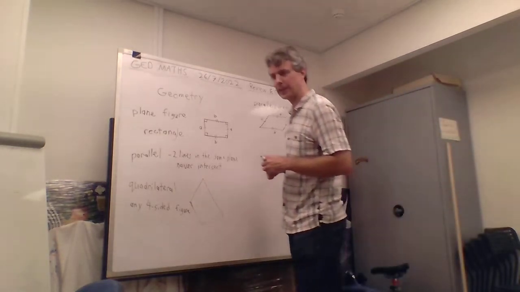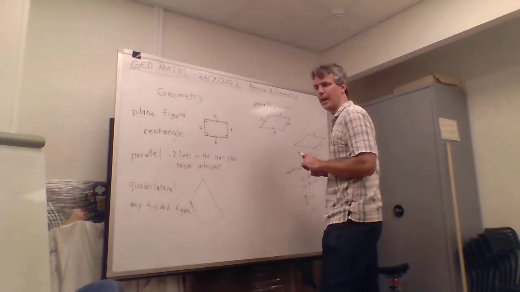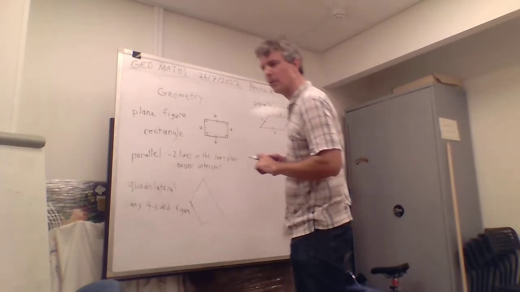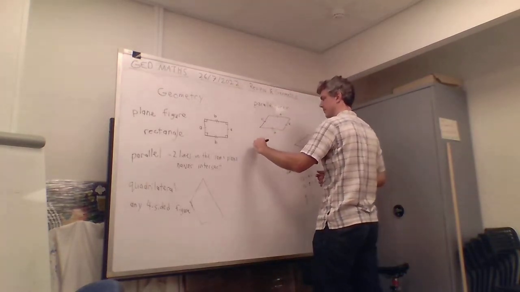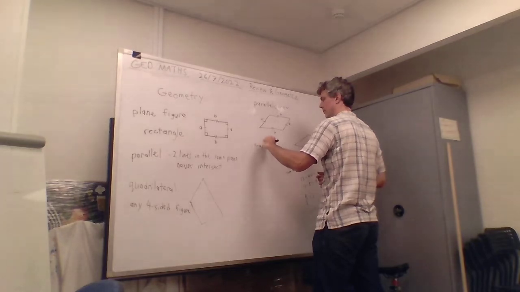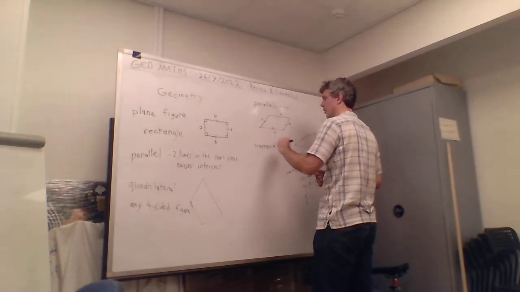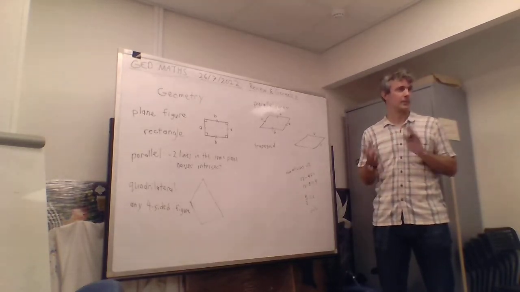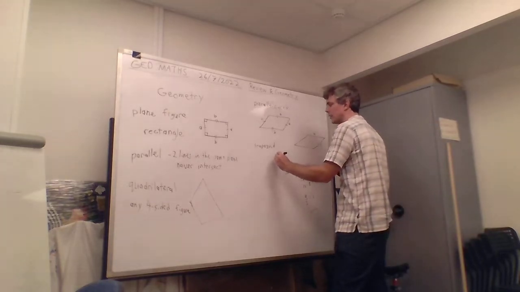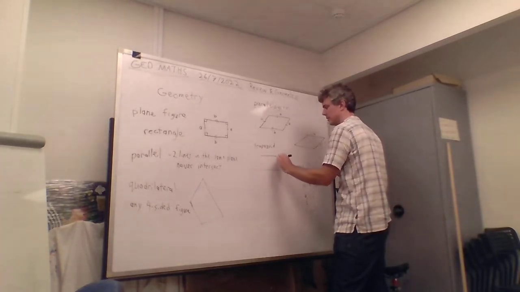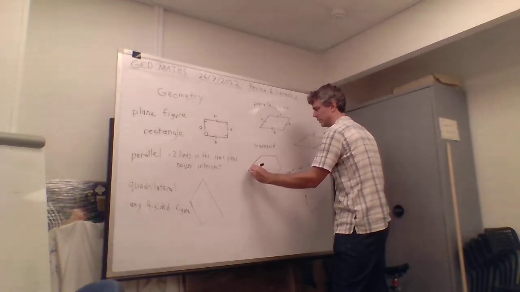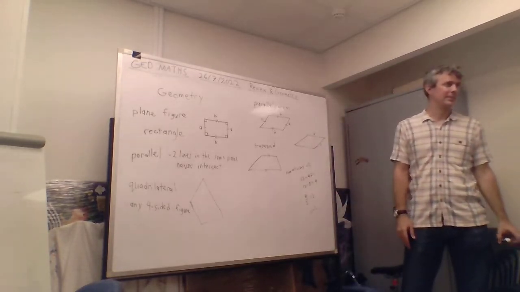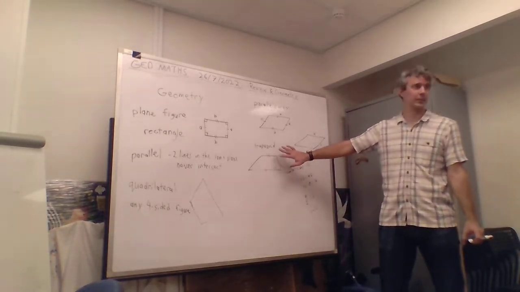Parallelogram. Next one, we have what's called a trapezoid. Now you may have learned of this as a trapezium. In South Africa we call them trapezium, but the Americans call it a trapezoid. And that one has only 2 sides parallel. That's all you have. So you don't actually know the other angles.